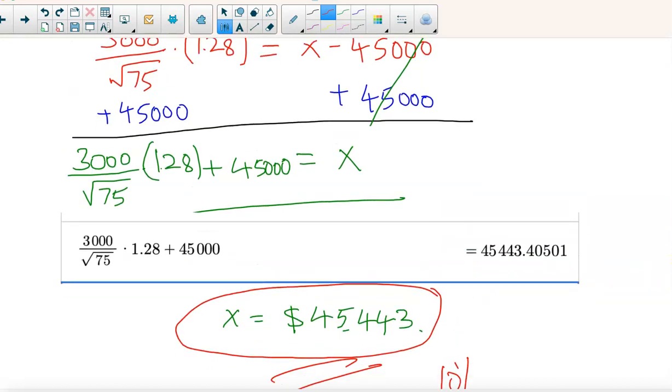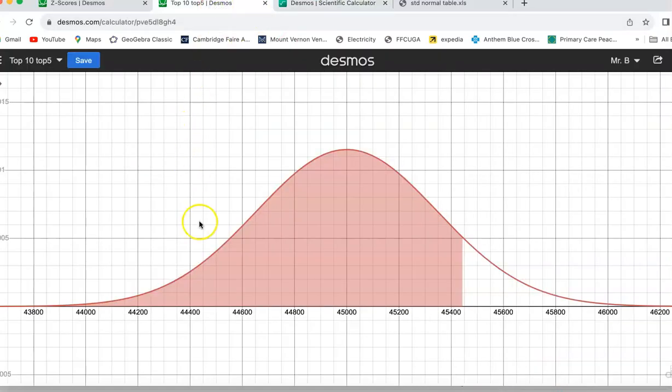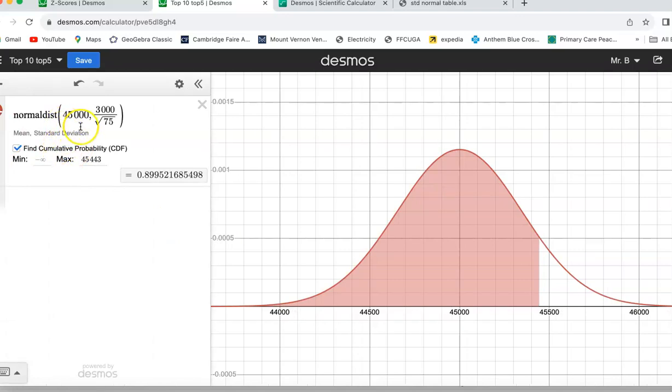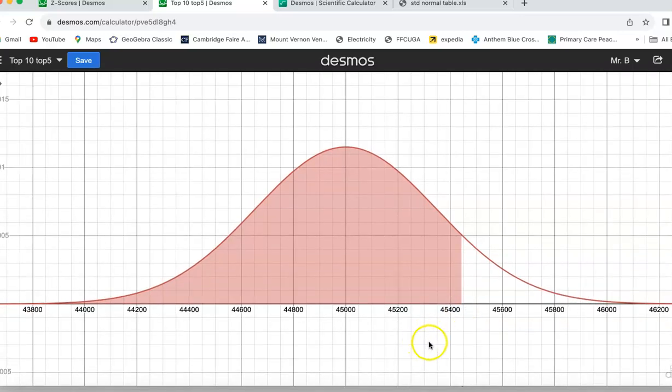Okay. And let me also show you graphically here. On this, these are the salaries, right? You have mean of 45,000, standard deviation 3,000 divided by square root of 75. You can get this answer using the Desmos graphing calculator, but you are expected to do it using this Z chart. So that is the purpose. And here you see after 45,000, 45,433 or something is there. This is the point that you are looking for.